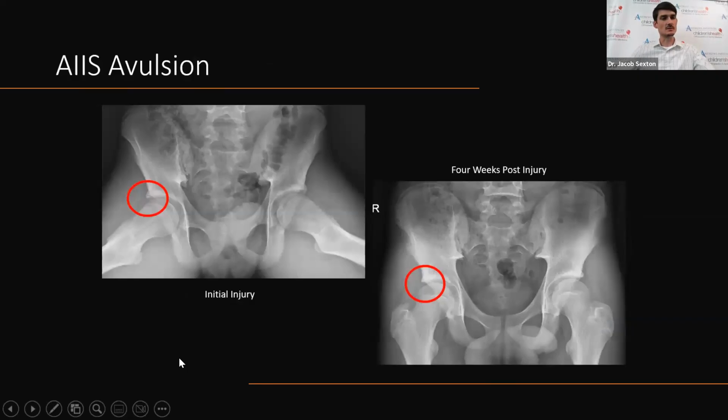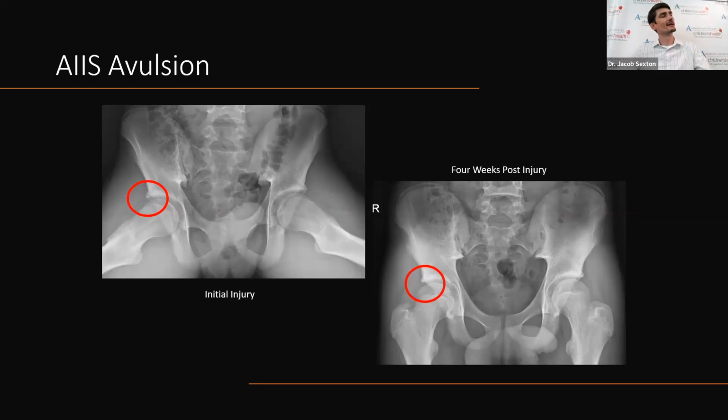AIIS avulsion. So this one I see most commonly. Again, this is going to be my track athletes and those type things. They're going to be sprinting, running, or they're going to feel a pop. When you're palpating, instead of being at that iliac crest, you're going to go a little bit further down. Literally what you can do is have them do a straight leg raise. You can follow that rectus femoris tendon all the way up. And when you get to that insertion and you just push down, they're going to jump off the table.